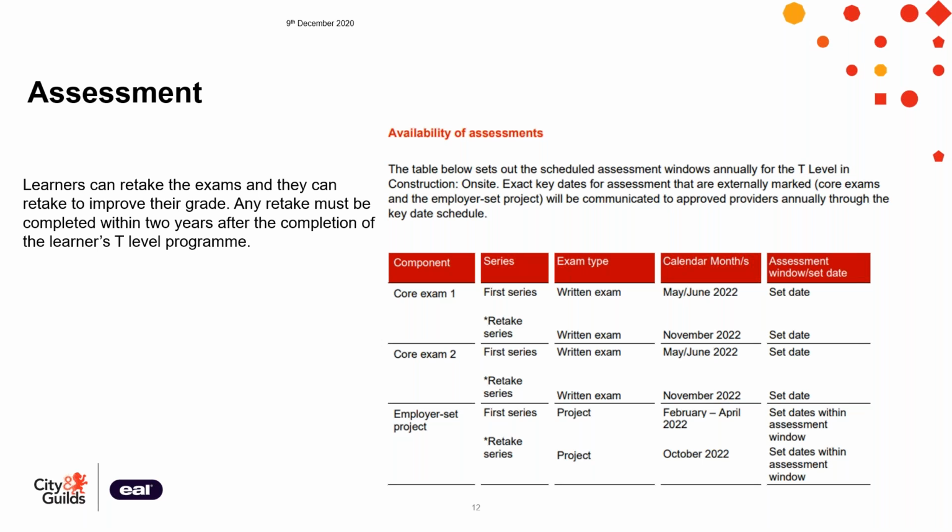So the table below really sets out the scheduled assessment windows annually for the T-levels in construction. However, the exact dates will be communicated to all approved providers through the key date schedule. But you can see there an example of core exam 1. It's first series, it's a written exam. It's going to be taken within the calendar months of May to June of 2022, and there will be a set date for the assessment window.